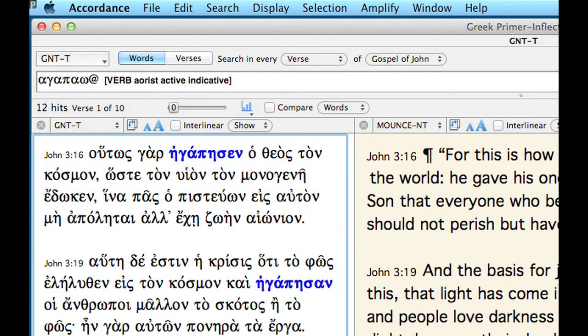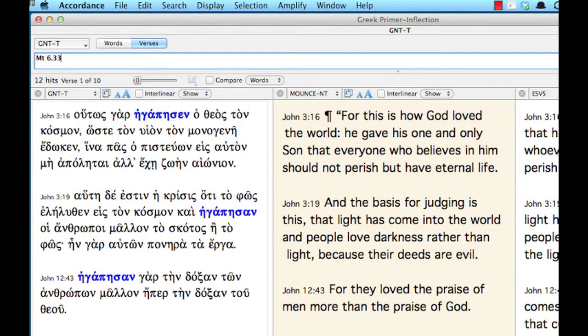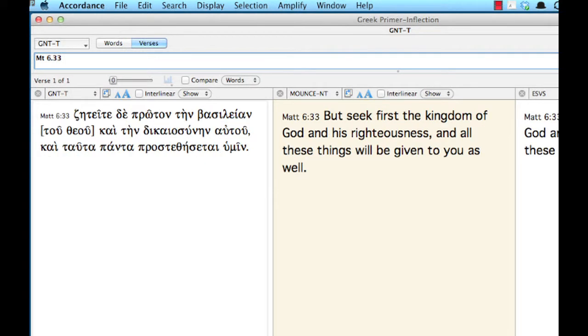Well, let's look at one more passage. Let's do a verse search. So we're going to go up and choose verses, and let's look at Matthew 6:33. One of my more favorite verses in the Bible. A verse that I try to keep in the forefront of my mind to prioritize my days and my weeks and my years. Let's just read through this together.